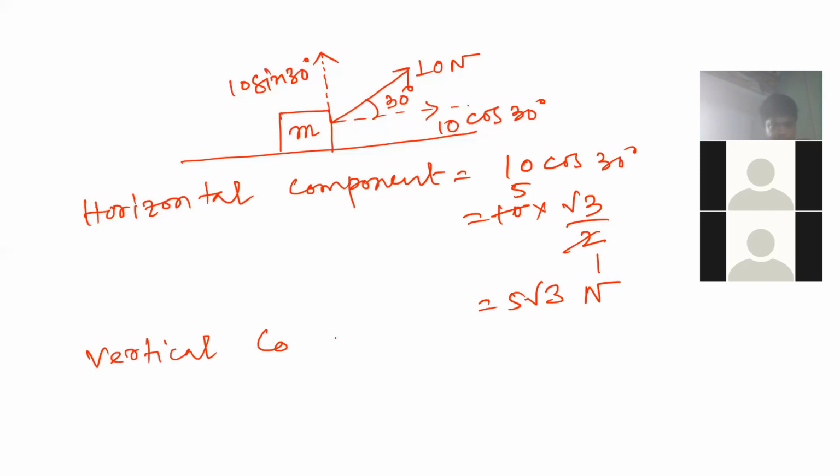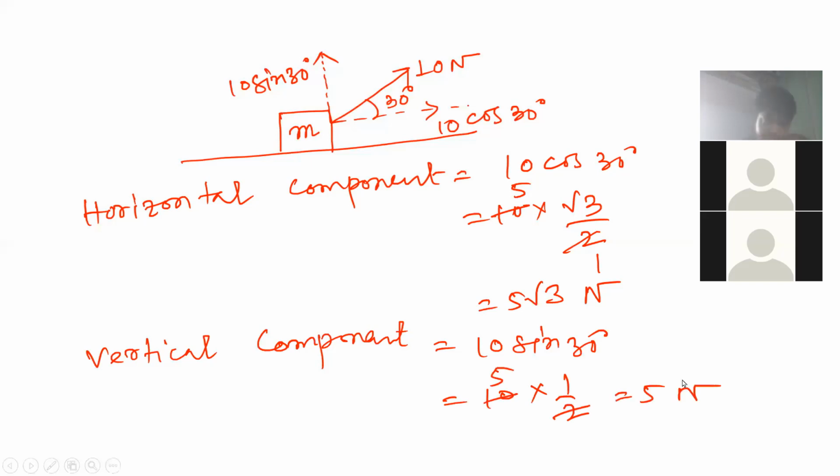The vertical component should be 10 sin 30. If I substitute the value of sin 30, it will be half. And if I cancel, I will get the force as 5 Newton, right? So in this example, the horizontal component is 5 root 3 Newton and the vertical component is 5 Newton only. Is this whole example clear, how to find the components of a given quantity if it has some inclination angle with respect to the horizontal axis or horizontal line?